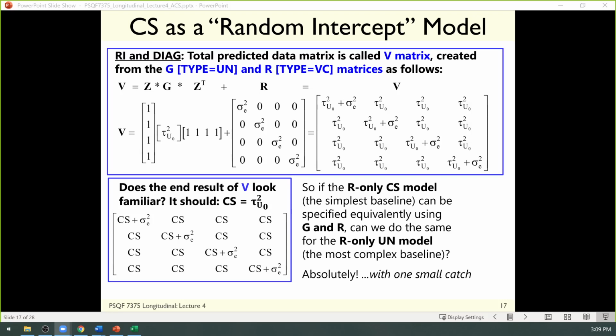Take the primary source of the correlation of occasions from the same persons, that random intercept, set it aside in G, and then see what's left in terms of the residuals, what else is needed. That's the logic of the model.